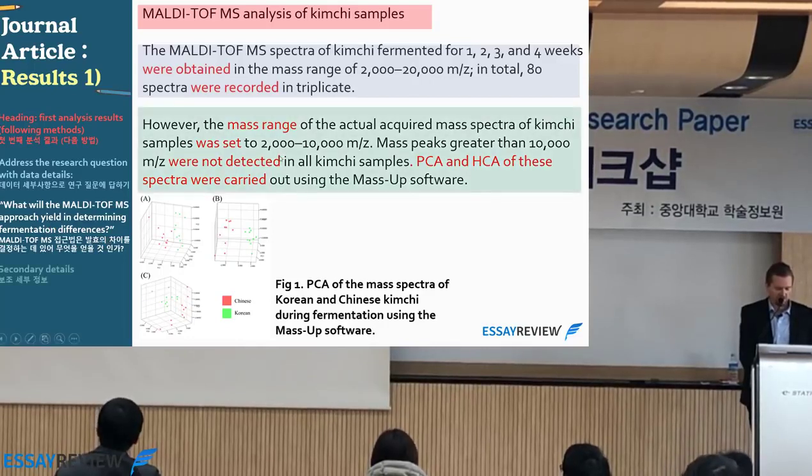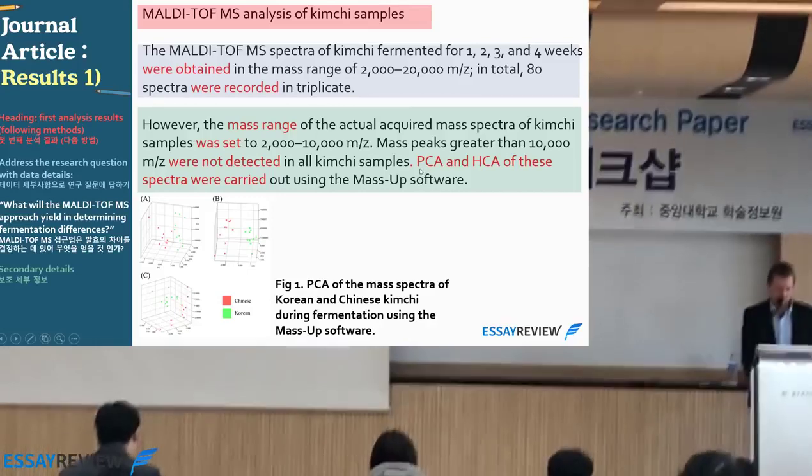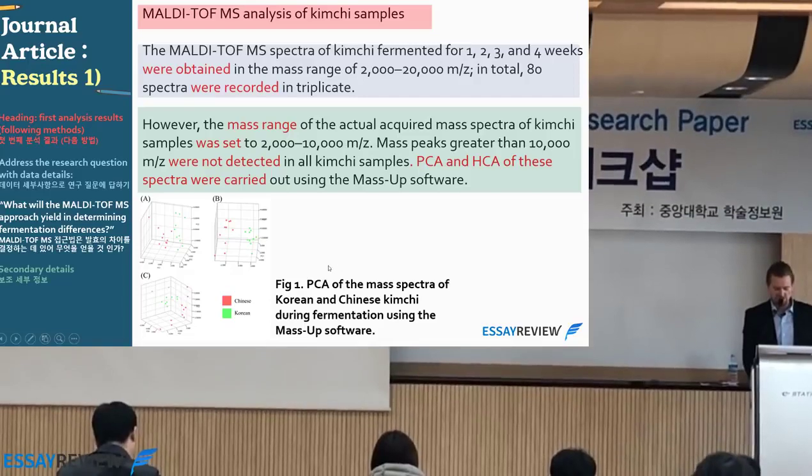And here's the secondary details. However, the mass range of actual acquired mass spectra was set to 2,000 to 10,000 m/z. Mass peaks greater than 10,000 were not detected in kimchi samples. So you've got details about this analysis. And your caption presents data as a statement, right? Here's the caption: PCA of mass spectra of Korean and Chinese kimchi during fermentation. This is the text for this figure.